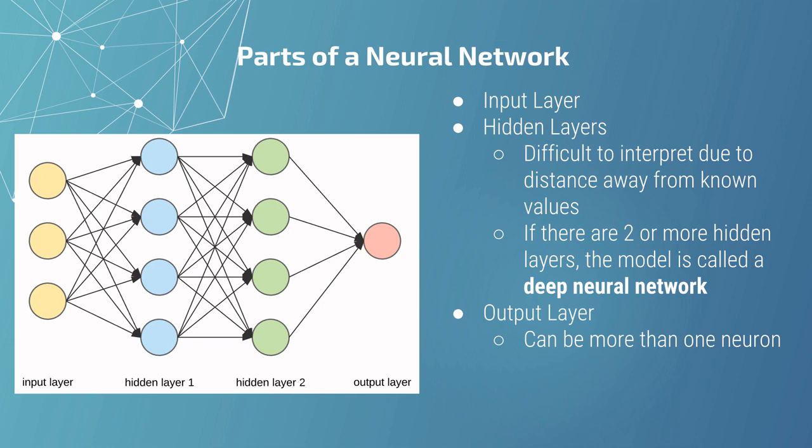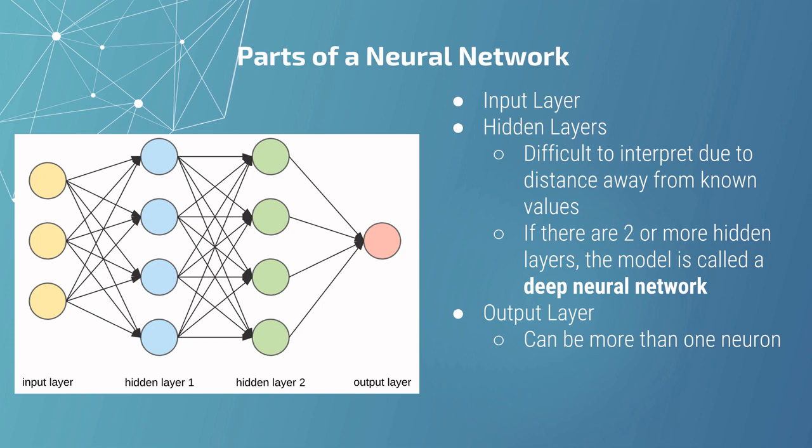Next, we move to the hidden layer, where the neural network does something to the input through highly complicated processes. In fact, it's actually really difficult to know exactly what it's doing, especially for really large networks, because these hidden layers are so far away from the input layers. This section is often known as the black box. And if there are two or more hidden layers, the model is called a deep neural network.